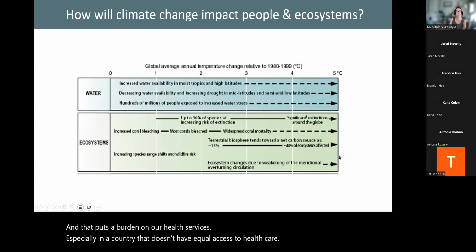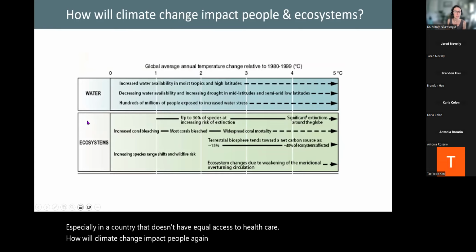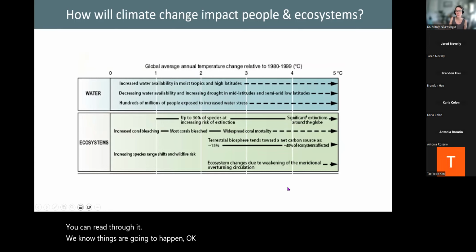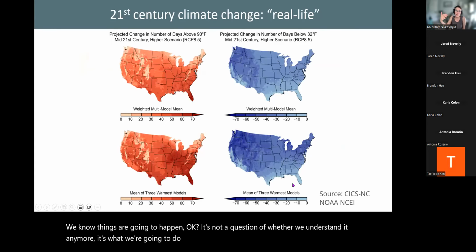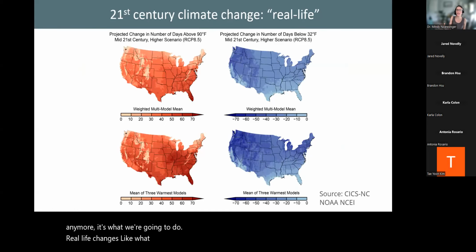How will climate change impact people? Again, water, ecosystems. You can read through it. We know things are going to happen. Okay, it's not a question of whether we understand it anymore. It's what we're going to do. Real life changes, like what if we're talking at the dinner table?